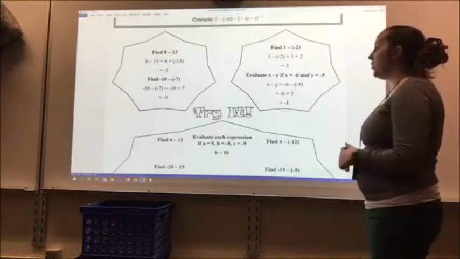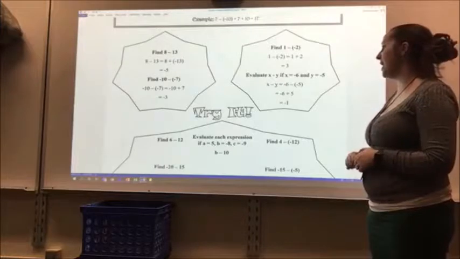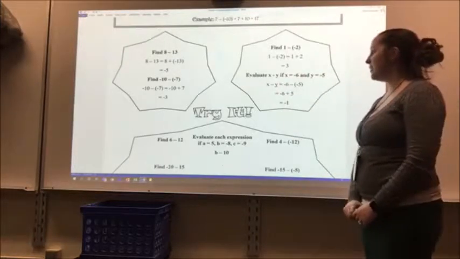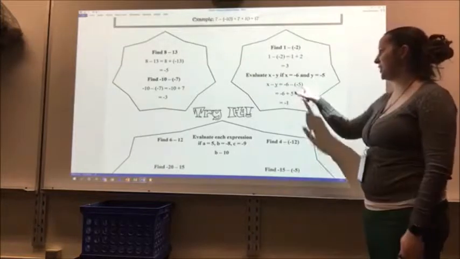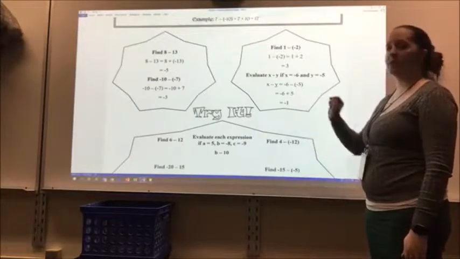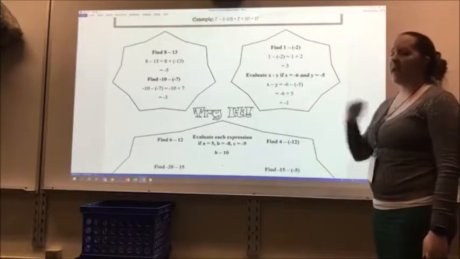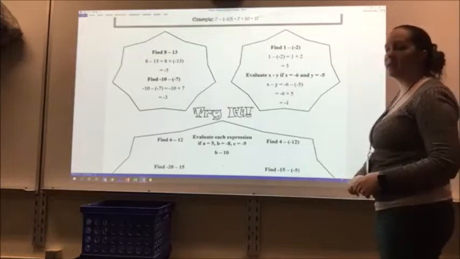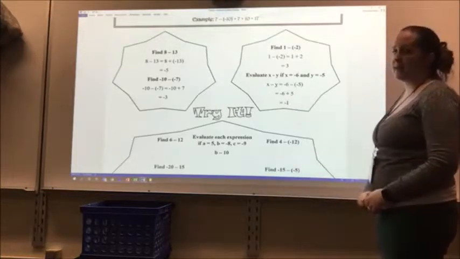Next, I have evaluate x minus y if x equals negative 6 and y equals negative 5. So I substitute in each of my values. x minus y becomes negative 6 minus negative 5. Notice I use parentheses, very important. Two negatives right next to each other make a positive. Negative 6 plus 5, they're enemies, subtract them. 6 minus 5 is 1, 6 is bigger, 6 wins, 6 is negative, so my answer is negative 1.